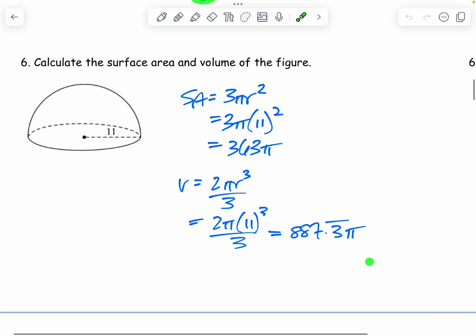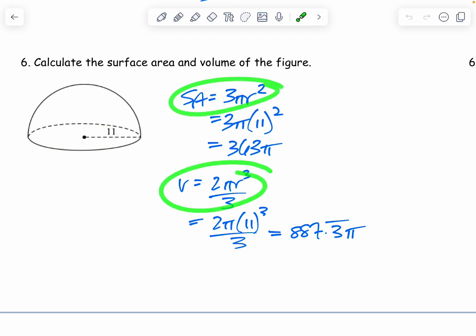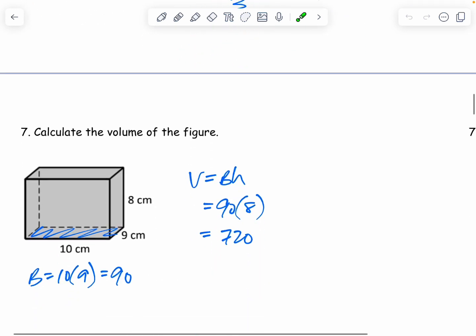Surface area is going to be the exact same way, except this is half a sphere, a hemisphere. So slightly different formulas, but you're going to do those the exact same way.